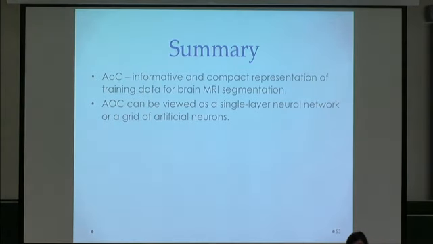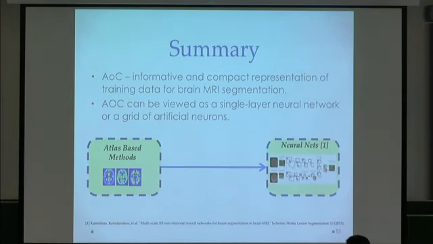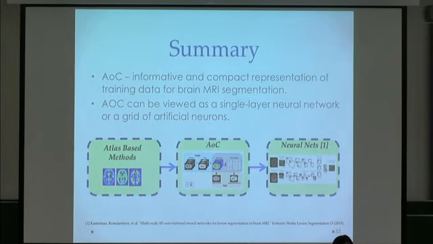So just to summarize, the Atlas of Classifier aimed to be more informative, yet much more economical and compact than the multi-atlas. Actually, when you think about it, it could be considered as a single layer neural network or a grid of artificial neurons. So if you look at this chart, so here is where I would put the atlas-based method. Here is where I put the very fashionable neural network methods, and the Atlas of Classifier is somewhere in between.